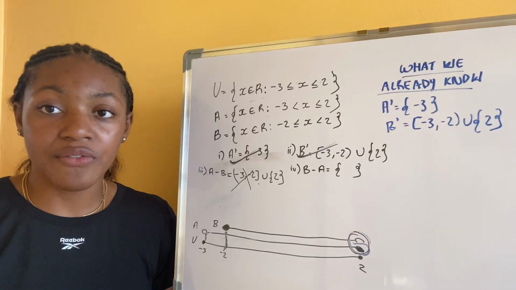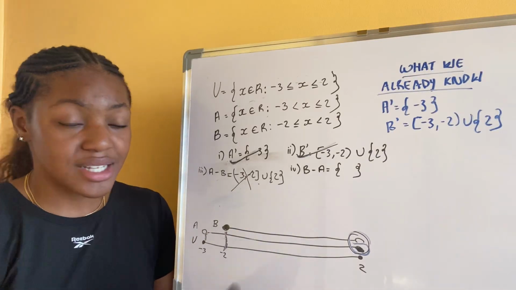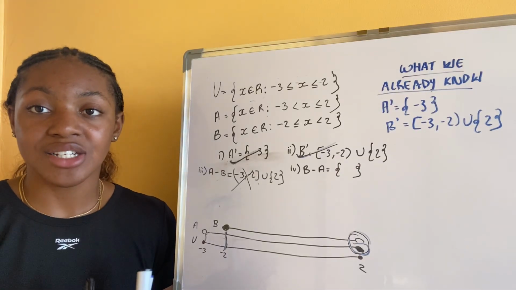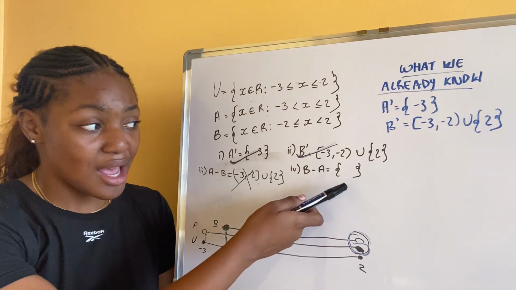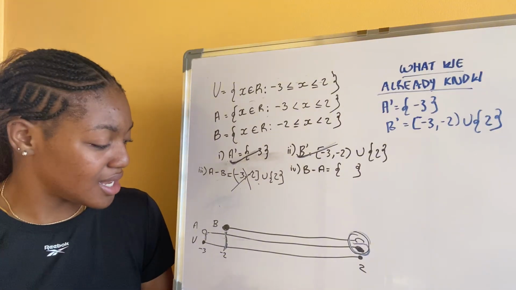So now let's look at the fourth one. B minus A equals an empty set. B minus A is simply telling us that we're trying to find all the elements of B that are not in A. And since this is an empty set, we're saying that all elements that are in B are also in A. So let's see if that's true.